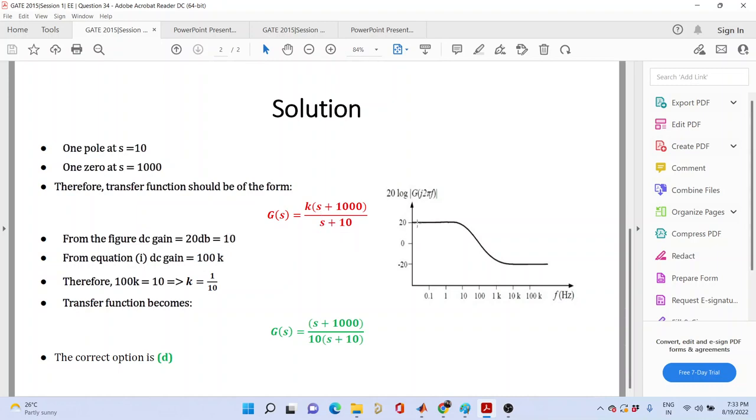Now from the graph, what do you get? That is 20 dB. So 20 dB means 20 log 10 equal to 20. So in magnitude it would be 10. So 100K must be equal to 10. So K must be equal to 1 by 10. From there you substitute K from this and we get the transfer function as this. So the correct option is D.